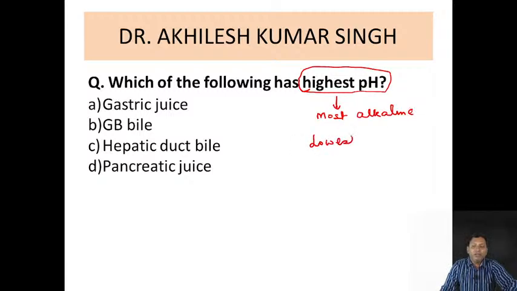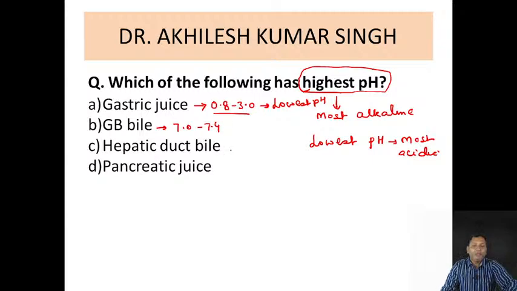And the lowest pH means what? The lowest pH is most acidic. It is asking the highest pH. You know very well, gastric juice has a pH of 0.8 to 3.0. So it is the lowest one, right? The gastric juice has the lowest pH. The gallbladder bile pH is 7.0 to 7.4. Hepatic duct bile pH is 7.8 to 8.6. And the pancreatic juice pH is 7.8 to 8.4.